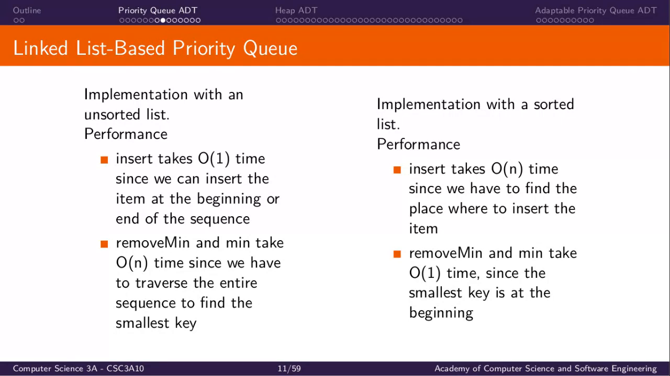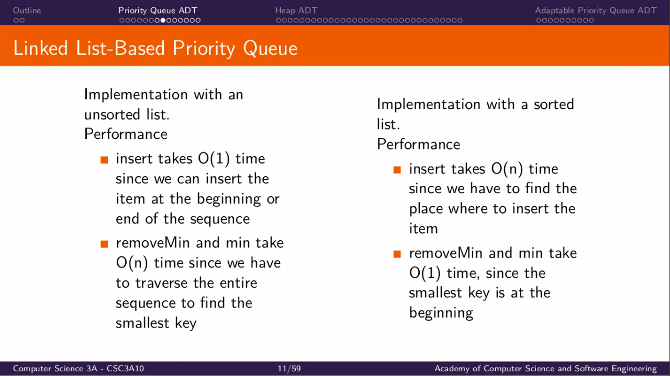However, then our remove min would take order n time, right? We'll also include in that discussion the min method, which simply returns the minimum without removing it. Regardless, each of these would take order n time. Why? Because we have an unsorted list, and finding a minimum in an unsorted list takes order n time.